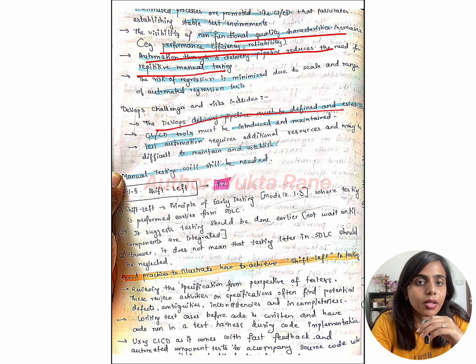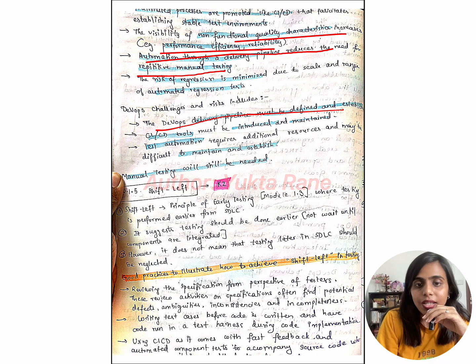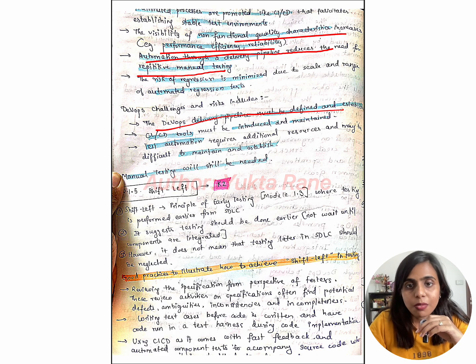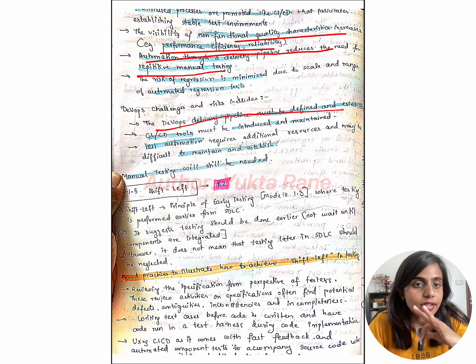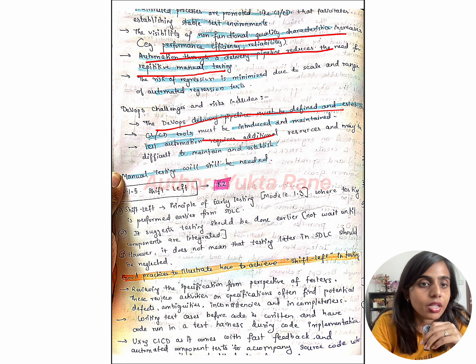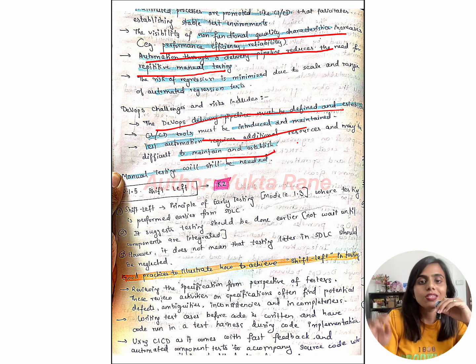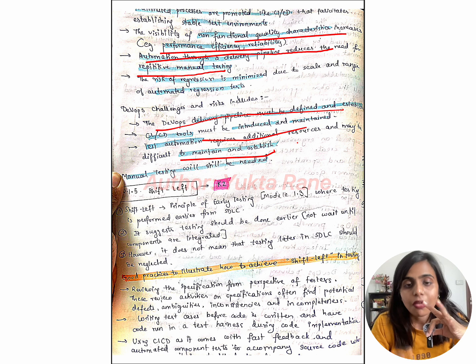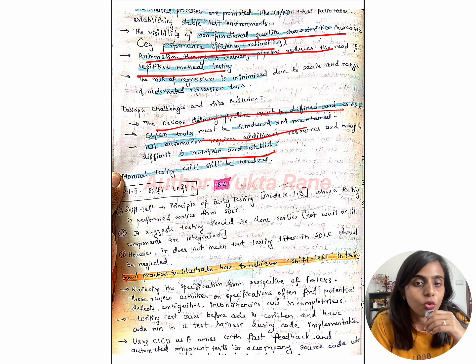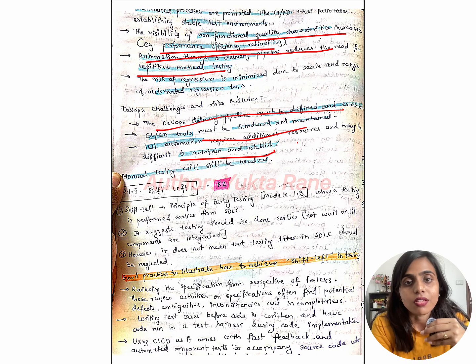DevOps challenges. The delivery pipeline must be defined and established. It is a one-time thing that you have to define based on the test approach or development approach: what is the structure of the DevOps pipeline, at what point you will be integrating the CI/CD pipeline, how many servers will be connected, how many systems will be connected, etc. CI/CD tools must be introduced and maintained. Test automation requires additional resources and may be difficult to establish and maintain. This entire thing assumes that everything is automated. So for automation you obviously need more resources, but believe me, once you have established this, it becomes very useful, and it delivers more success.